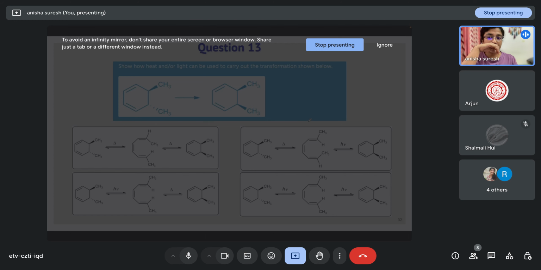And the next question is, show how heat or light can be used to carry out the transformation shown below. So here initially both the methyl groups were trans, and applying photochemical condition it is converted to both cis. So if I am labeling it like A, B, C and D, what will be the right option?